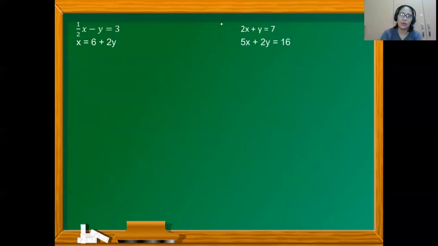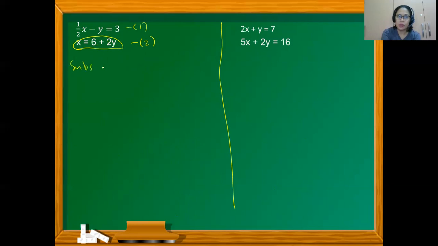Okay, so how about here? So we have 1/2 x minus y equals 3. Now, it would be easier for us if we solve for x here in terms of y. And this will be our x. And we will substitute the value of x, which is 6 plus 2y, to the x of the first equation. So this is our first equation, second equation. So we will substitute x equals 6 plus 2y to equation 1.